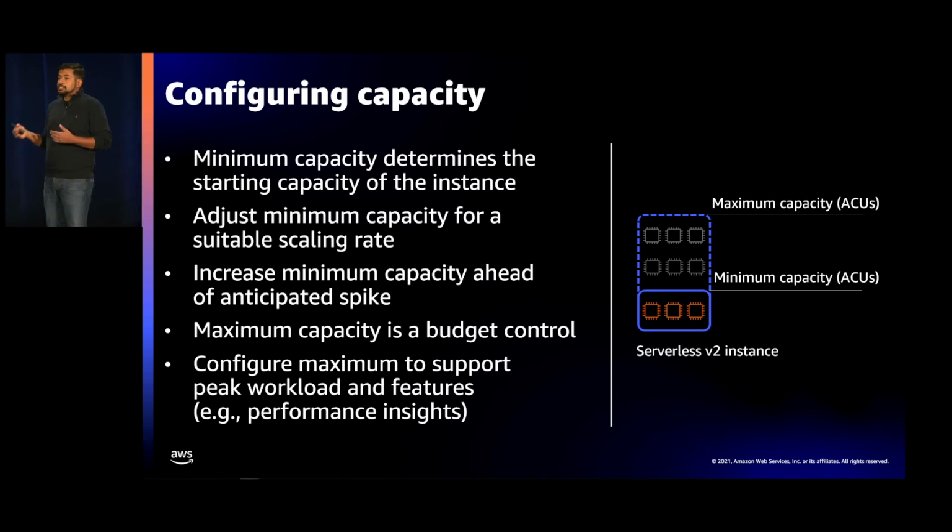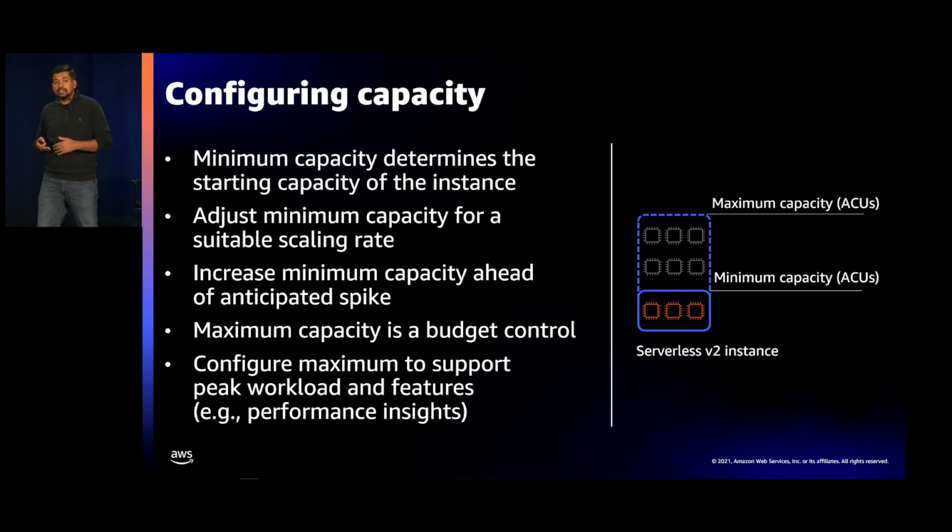There are also situations where you know that you're going to suddenly see a spike. And if you know that that's going to happen, you also have control over managing your minimum capacity. You can increase the minimum capacity in anticipation of that surge so that you get faster scaling rates and can better accommodate that scale when it arises.